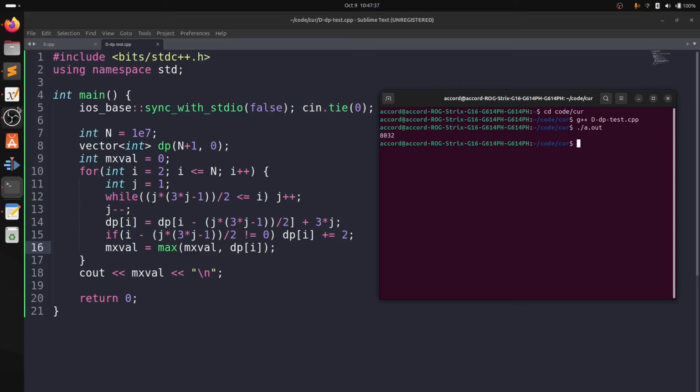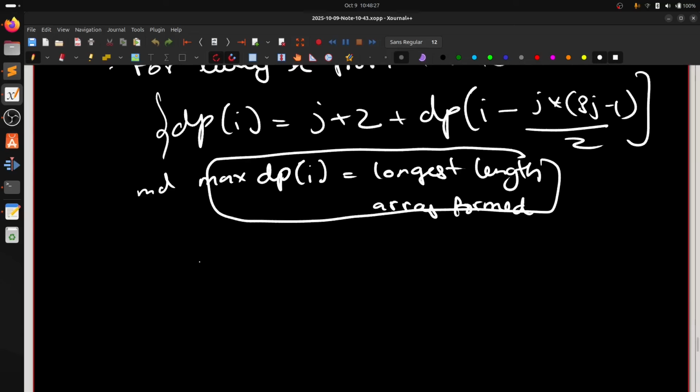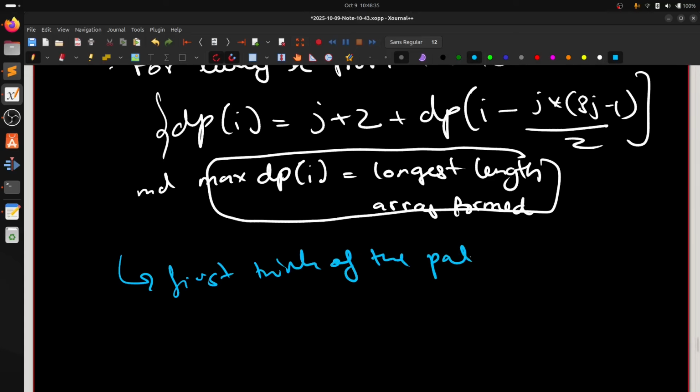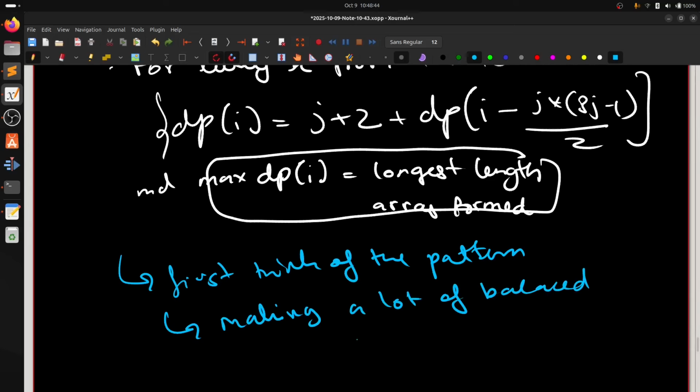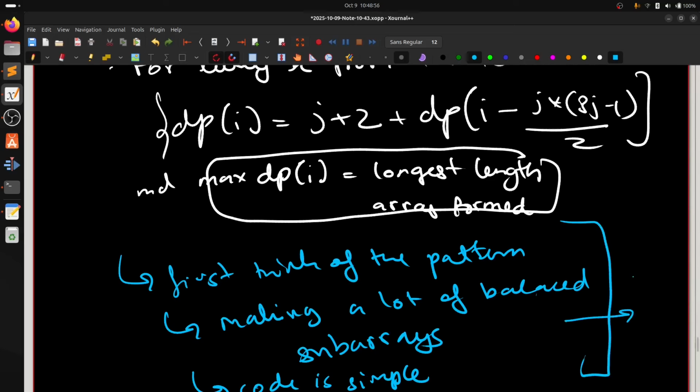And now you might ask, okay, how did you get so lucky that 8,000 you got, which is less than 10,000? So basically the process was that you first think of the pattern, right? First think of the pattern of filling. And obviously your intuition should tell you that this pattern of filling should be good because it's making a lot of balanced subarrays, right? And the code for implementing this pattern is also pretty simple. And then once you have this pattern, you guess this pattern, you can check if it satisfies our condition of less than equal to n or not using dp, right?